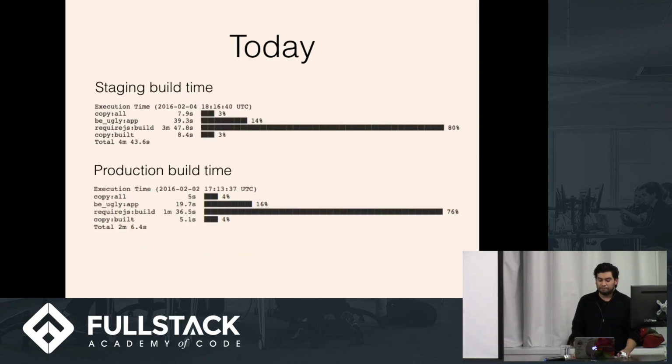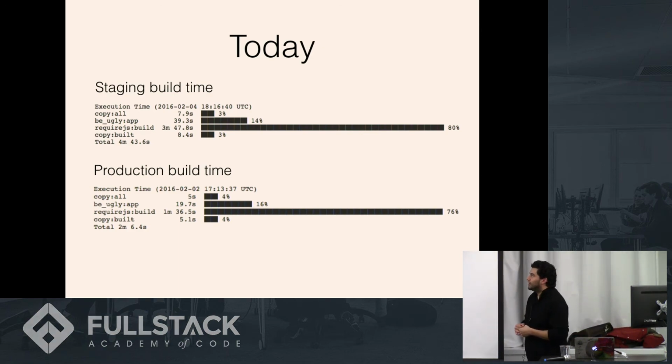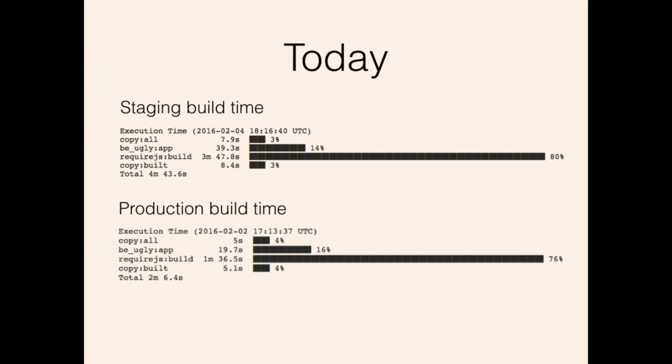So today, I pulled these numbers today. So for staging, to build out to staging, here's a breakdown of all of the steps. I didn't talk about copy all. It's not really relevant for this. I mean, it's 7.9 seconds, which is some cost, but not the biggest cost. Be Ugly is there running. I told you we're using it. And it's about 40 seconds, which is not great either.